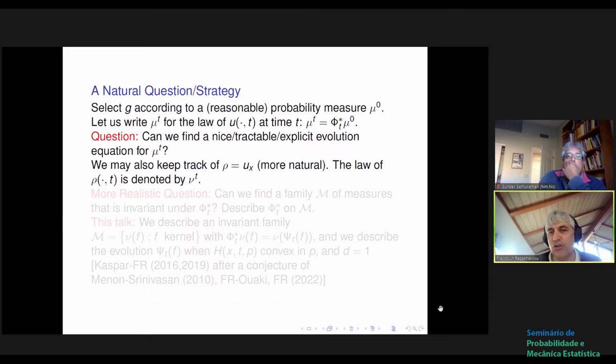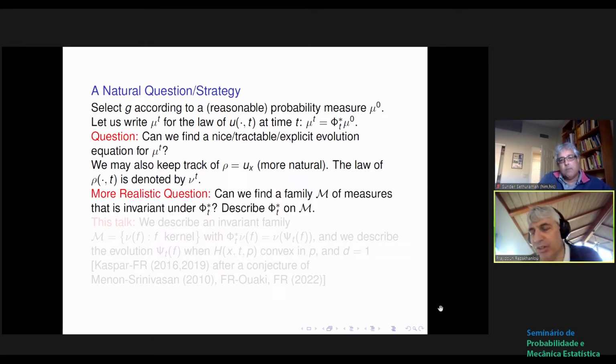Alternatively, you can look at the derivative of u, that is the slope of the interface, and that satisfies a closed PDE. That would be a conservation law. And then you want to know whether you can have a description for the law of this slope. I'm writing nu t for the law of the slope at time t.